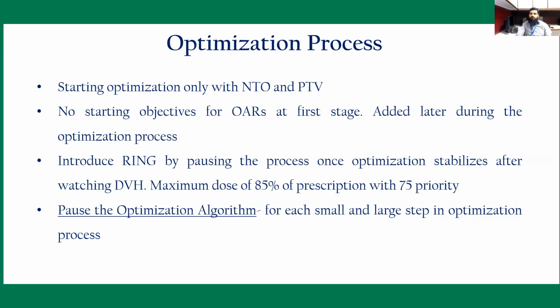Then after that, introduce a ring so that you can limit the dose fall-off, a ring with a maximum dose of 85% and an initial priority of 75. Always when you are introducing anything in between the optimization, pause the optimization algorithm for each small and large step, so that it will stop there. The MR level, which is defining the multi-resolution system in the Eclipse optimization, will start from there, and you have better coverage for that.